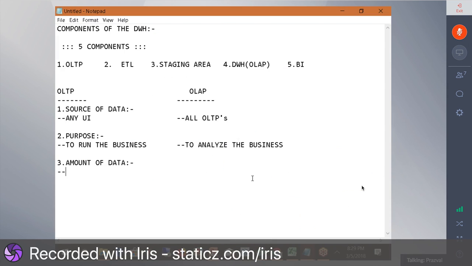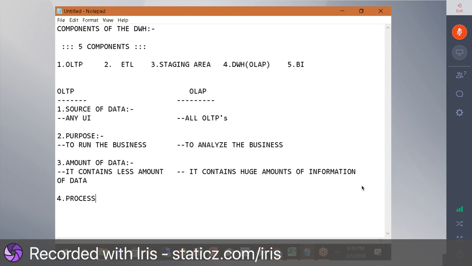So the reason always it contains less amount of data. What about OLAP? It contains huge amounts of what? Information. Your terminology is very clear. It contains huge amounts of what? Information. Right? Processing speed, which is faster? OLTP is faster or OLAP is faster?